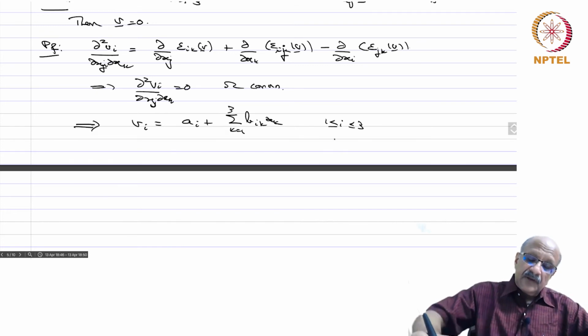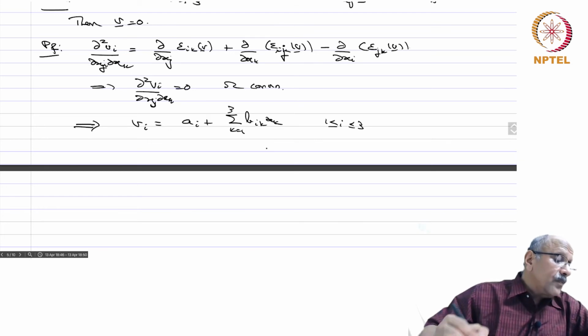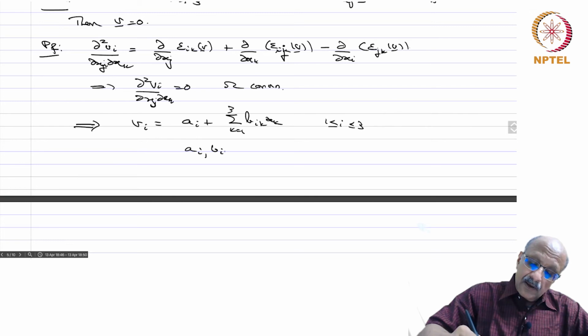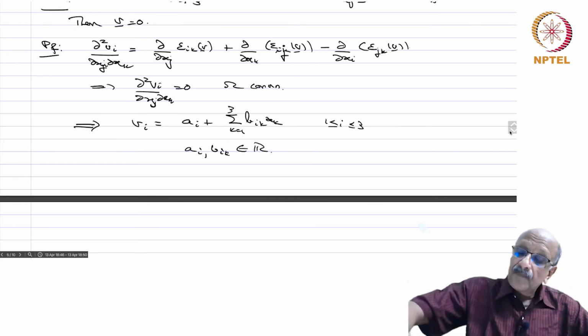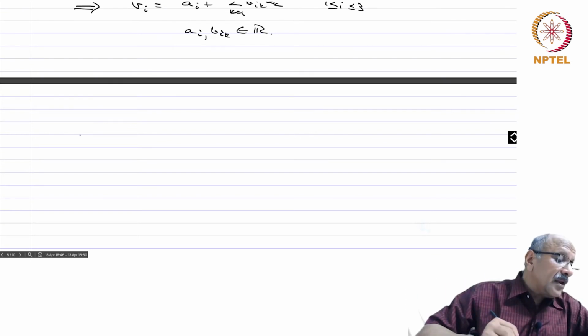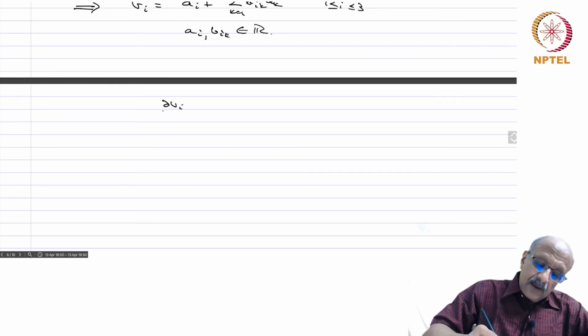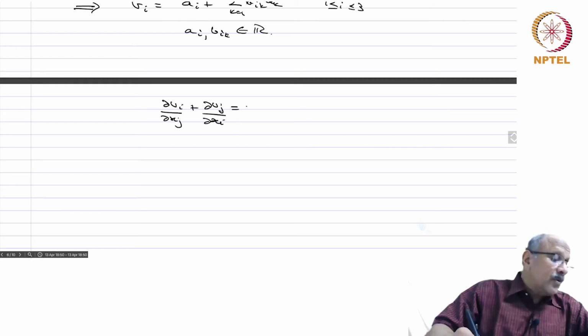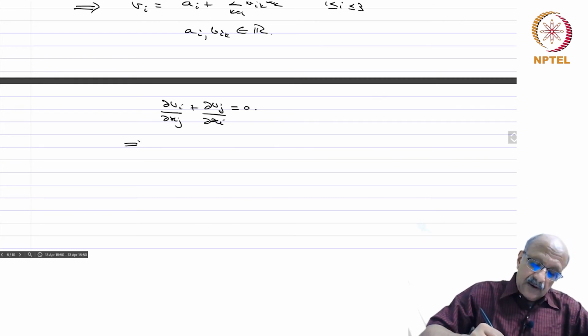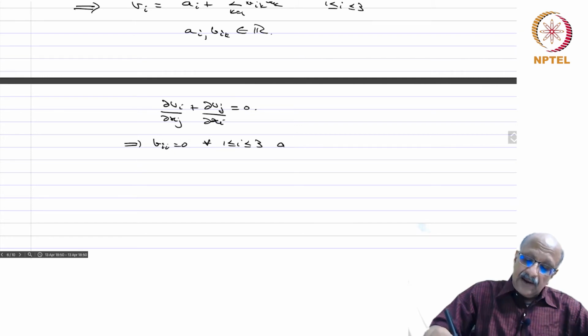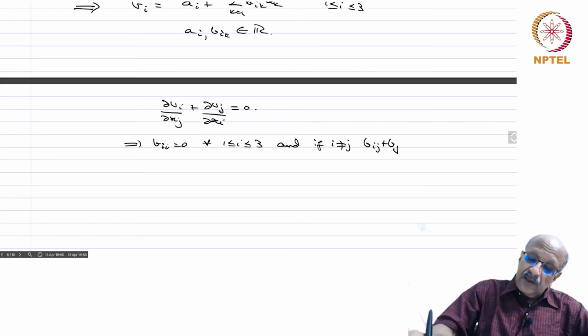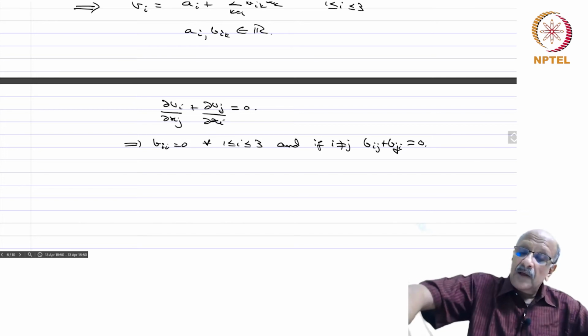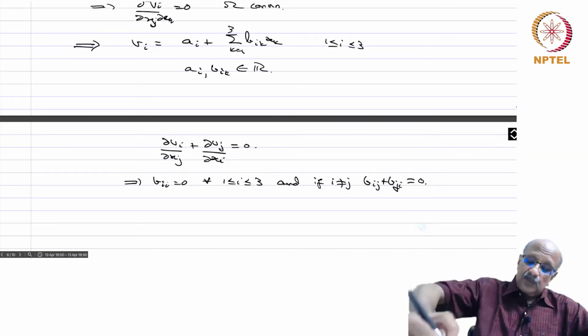Since all the second derivative vanishes and omega is connected, ai, bi are all real numbers. So now you have that dvi by dxj plus dvj by dxi equals 0, and therefore bii equals 0 for all i, and if i is not equal to j, bij plus bji equals 0. So it's just algebra: you just plug it in here, differentiate these expressions, and you will get this.